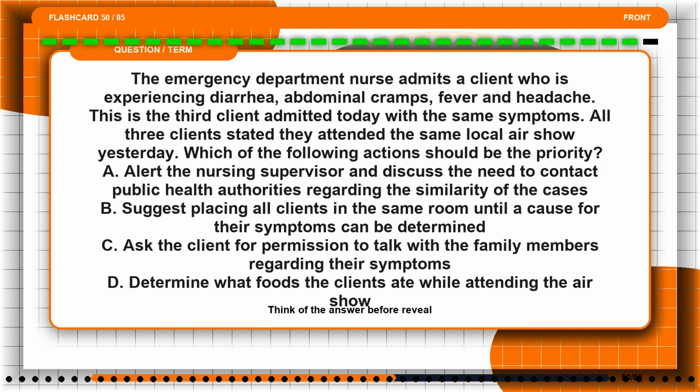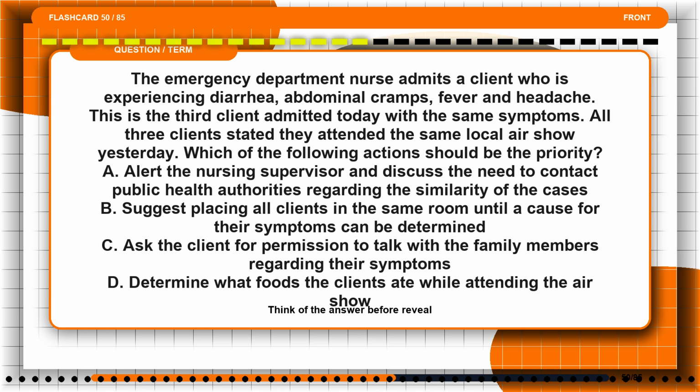Flashcard 50. The emergency department nurse admits a client who is experiencing diarrhea, abdominal cramps, fever, and headache. This is the third client admitted today with the same symptoms. All three clients stated they attended the same local air show yesterday. Which of the following actions should be the priority?